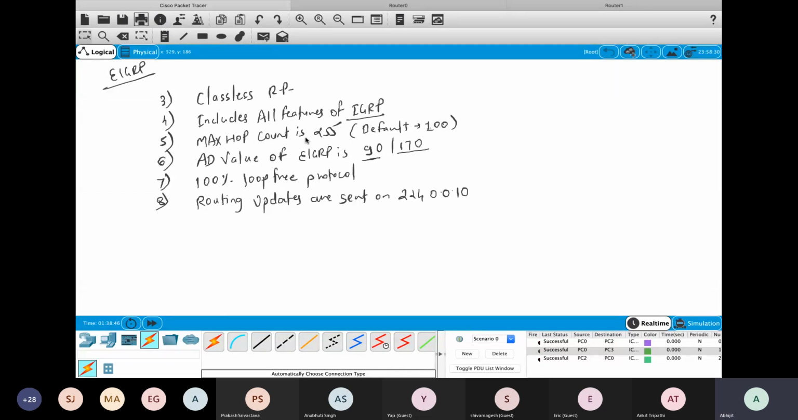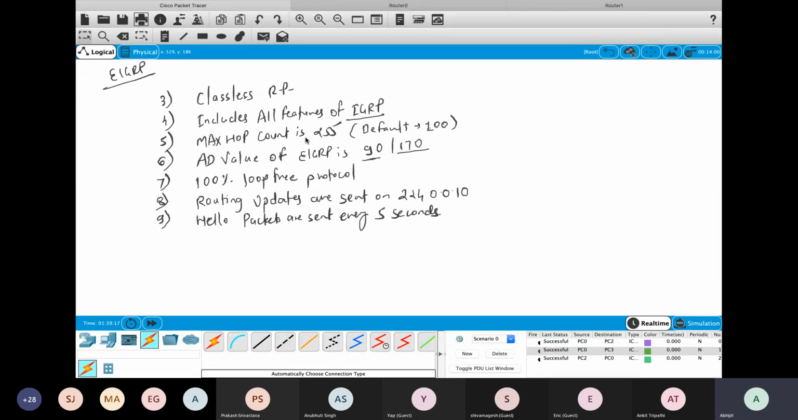Then the next characteristic of EIGRP that you can see over here is hello packets are sent every 5 seconds. You see that? Hello packets are sent every 5 seconds. Now, what does this particular thing mean?